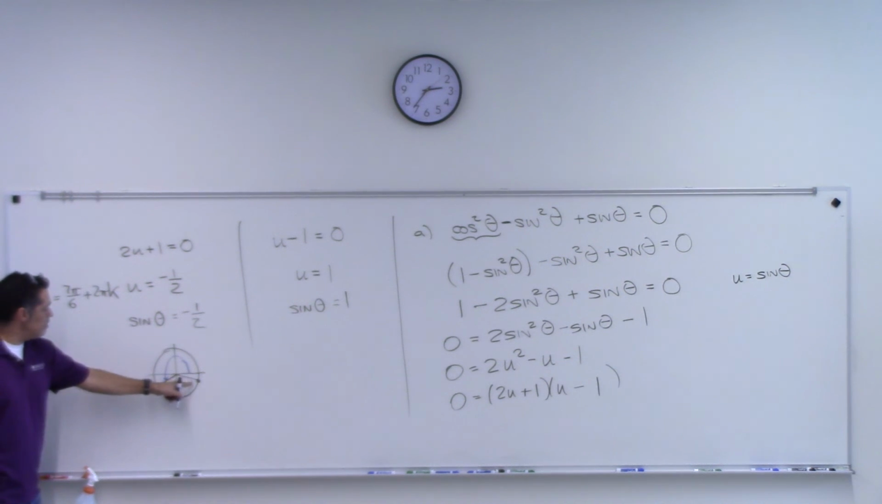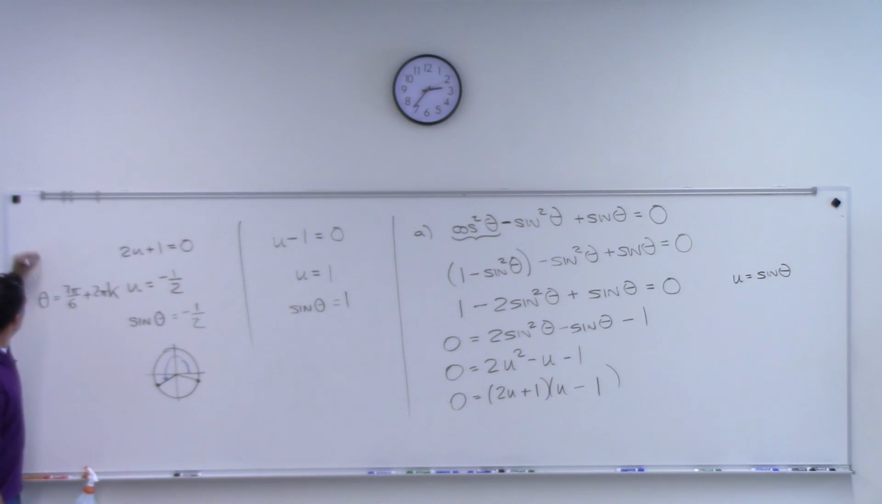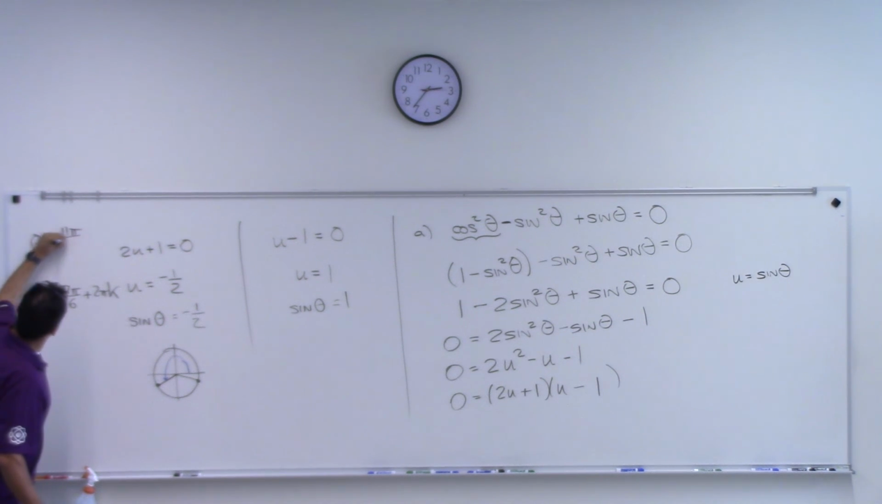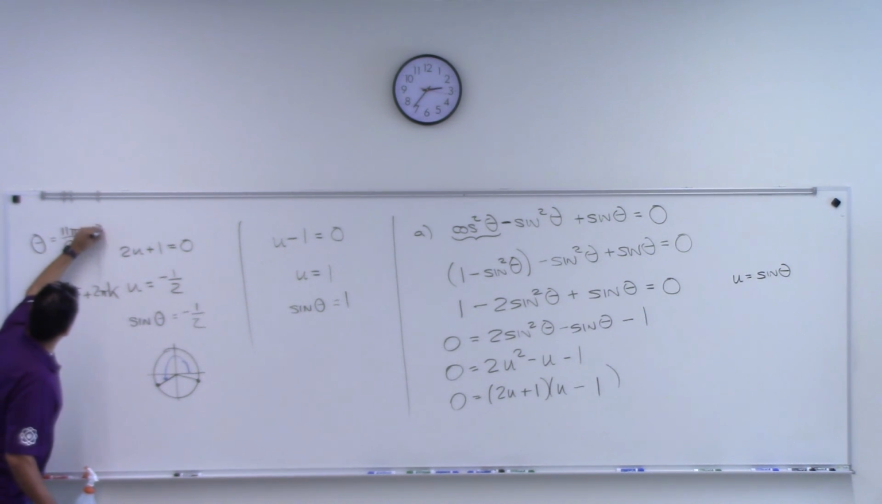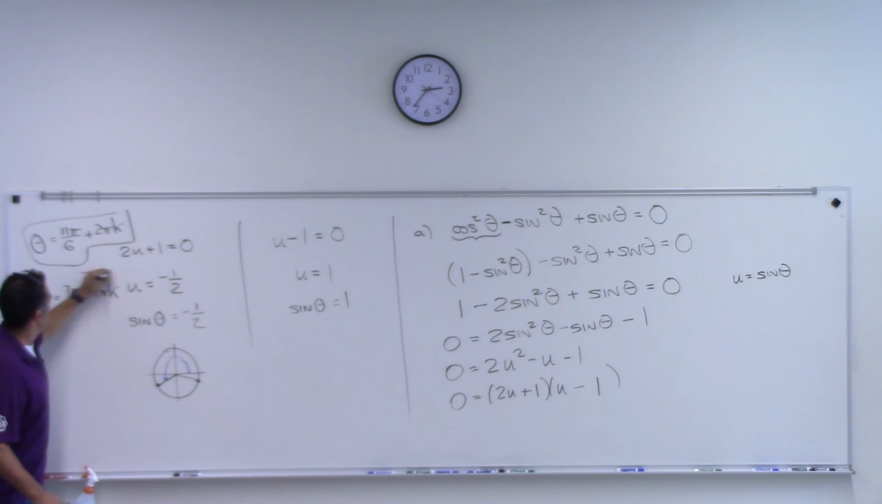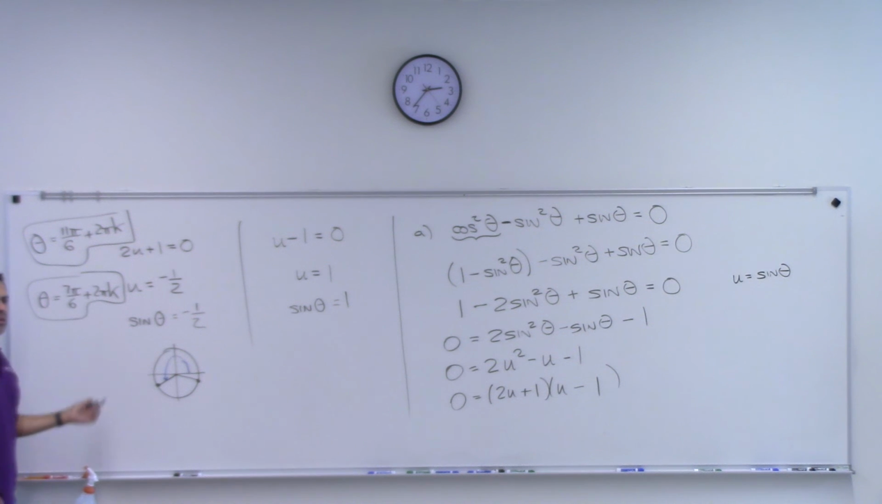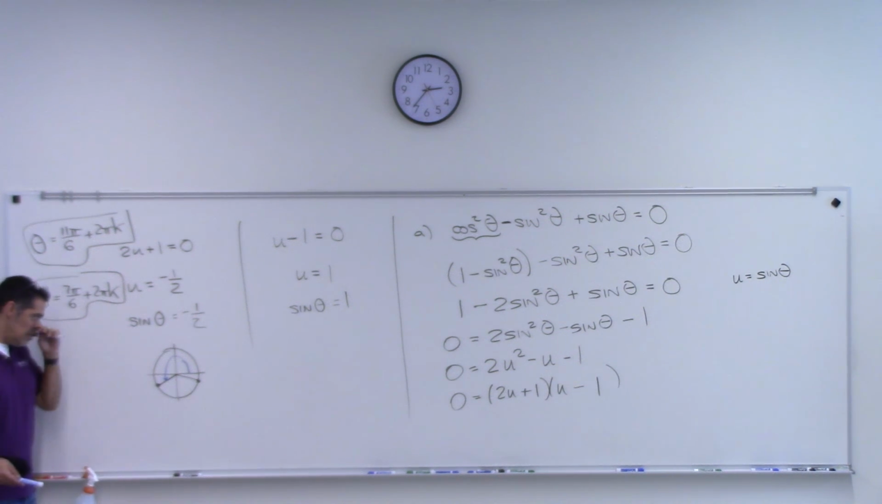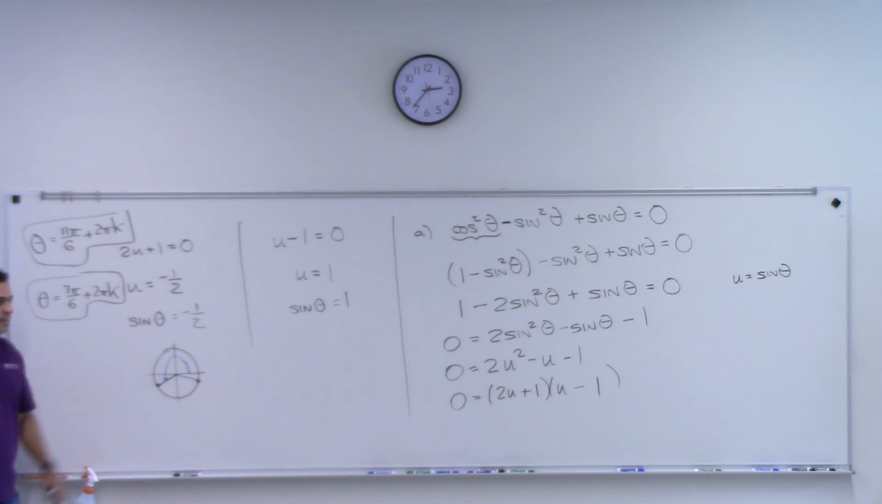And then for that one, what angle do you want me to use? 11 pi over 6. And then add full revolutions, 2 pi k, to that. Those are your general answers, right? And then to get your answers between 0 and 2 pi, well, you can just see them, right?